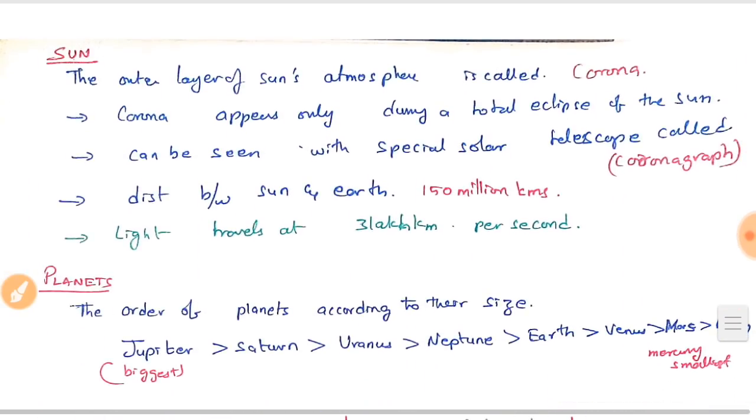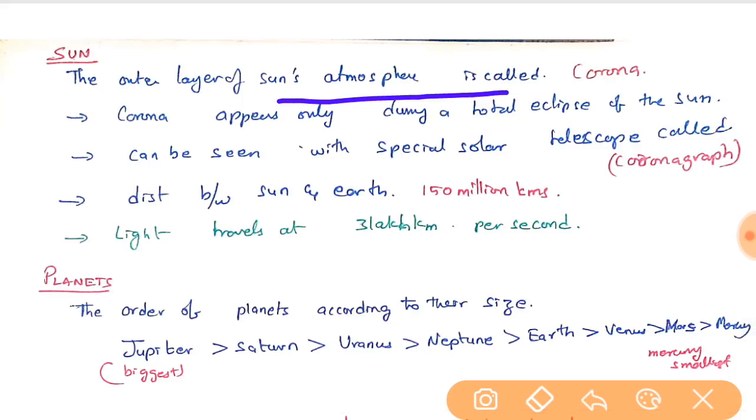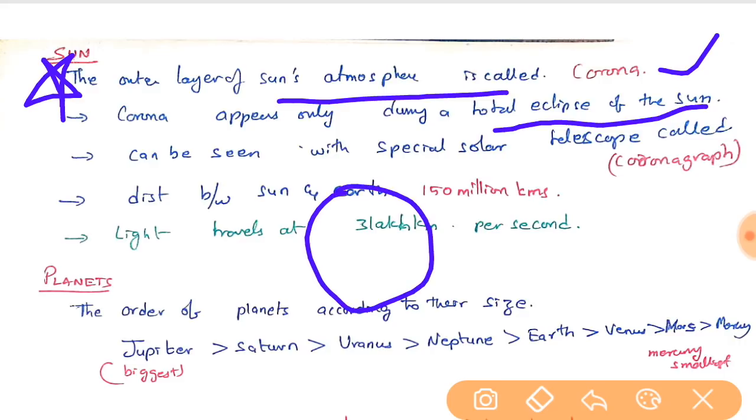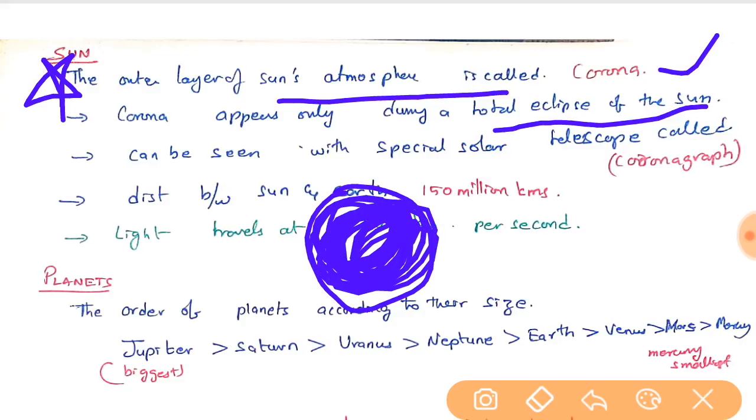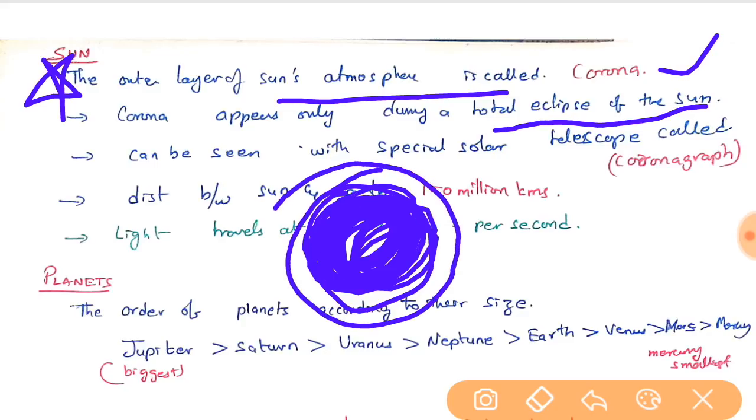And if we come to the sun, the outer layer of the sun's atmosphere, this is a very important and repeated question in exams, is called corona. Corona appears only during the total eclipse of the sun, friends. If there is an eclipse caused by the moon, when the moon comes in between the earth and the sun, we can see the outer layer, the circumference of the sun around the moon, friends. That is called corona.